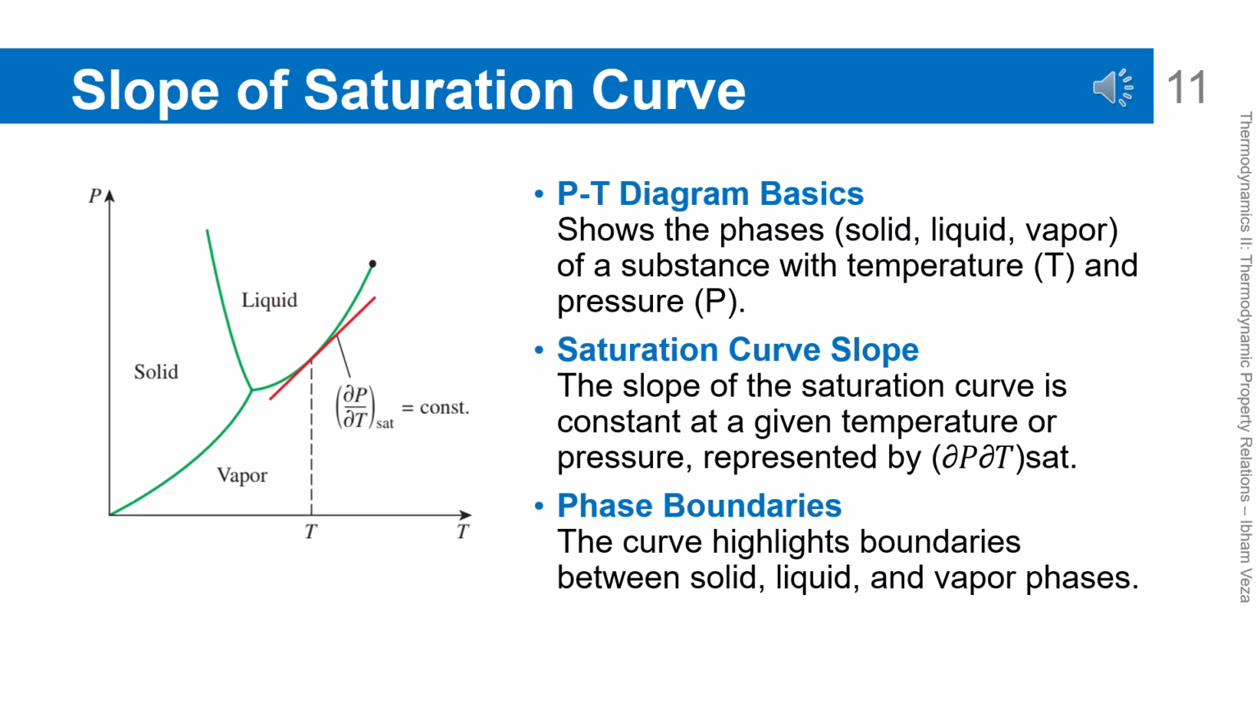Slope of saturation curve. The saturation curve on a PT diagram shows the boundary between solid, liquid, and vapor phases. The slope of this curve, dP over dT at saturation conditions, has a very important physical meaning. This slope is directly related to latent heat and volume change between phases. This concept is the basis for deriving the Clapeyron equation. Without this understanding, phase change behavior cannot be analyzed quantitatively.